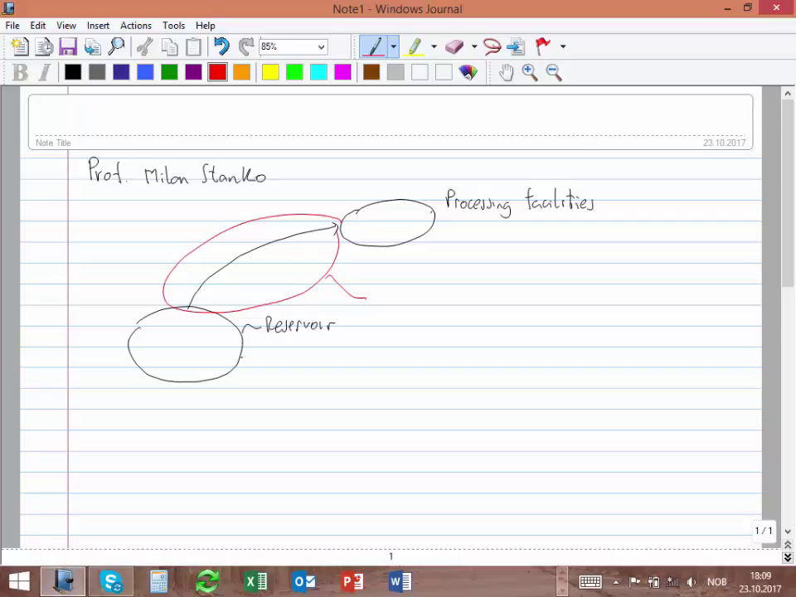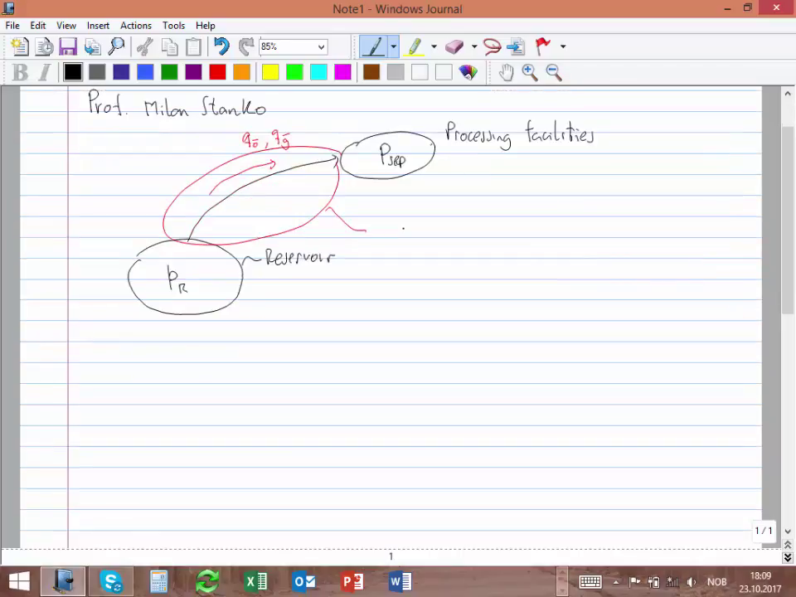Here you could think that we have a flow of oil, or a flow of gas, that flows from the reservoir to the processing facilities, and that's because this reservoir is under pressure. You can imagine that it's like a tank at a high pressure, and you have some other place where you have a separator that is at low pressure. Because of this pressure difference, that is what is causing a flow from the reservoir to the separator.